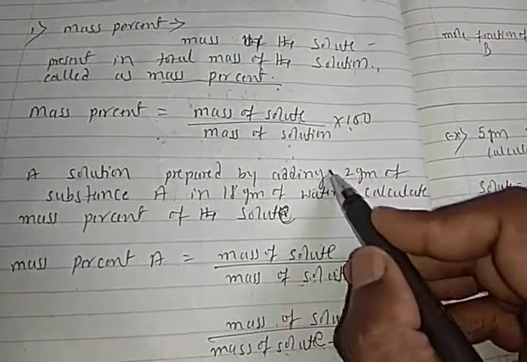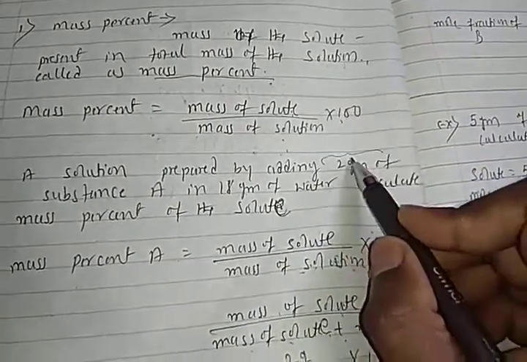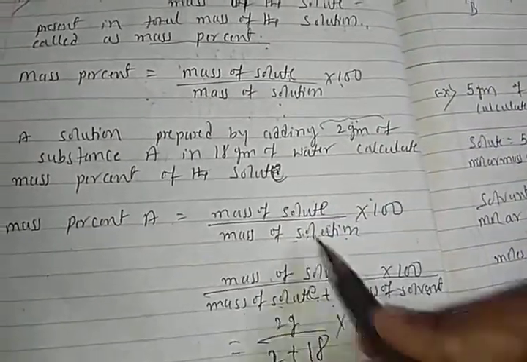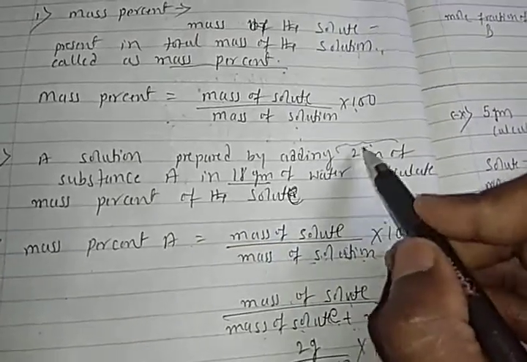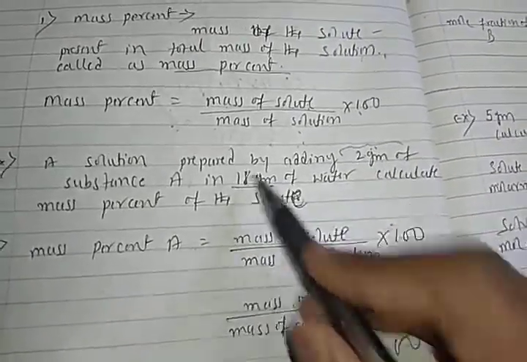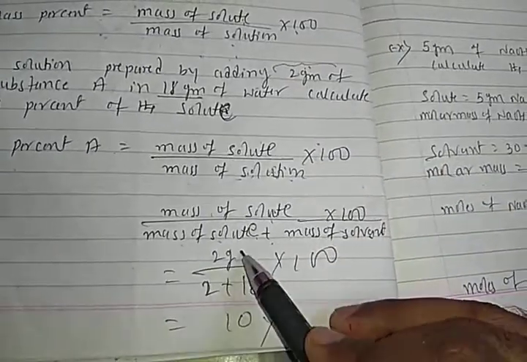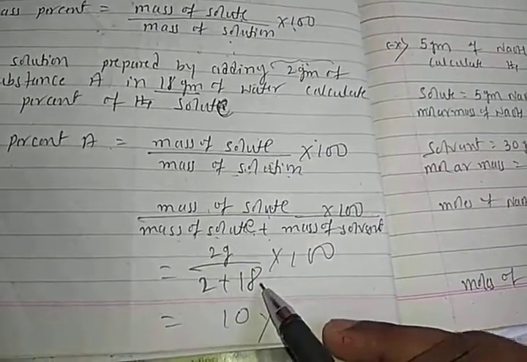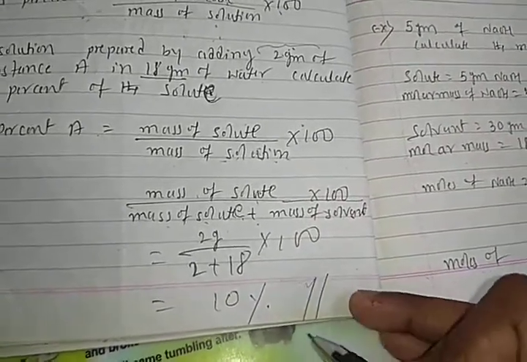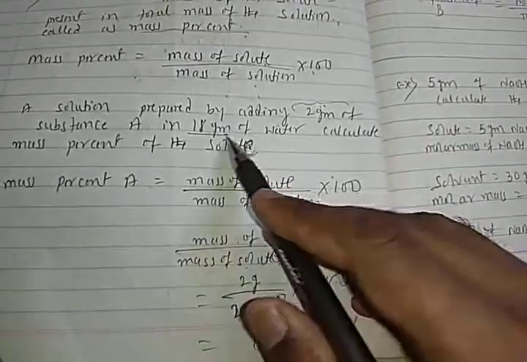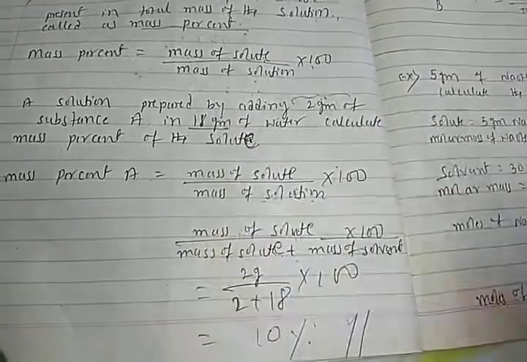Whatever the small value is, the small value is called the solute, and the higher value is called the solvent. So solute divided by solute plus solvent, multiplied by 100, we got 10%. The mass of solute is 10%. Right, students?